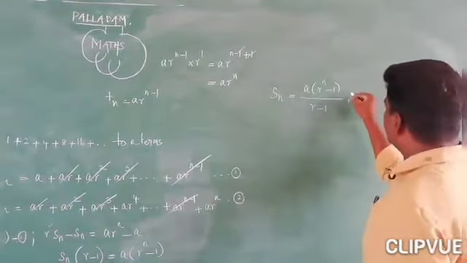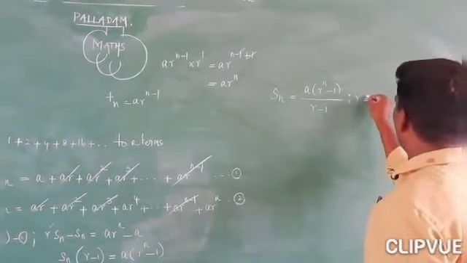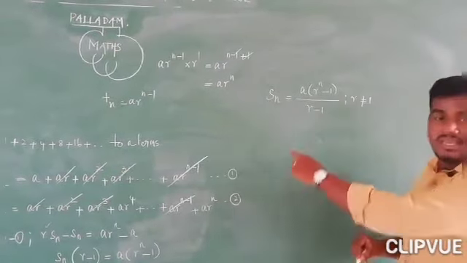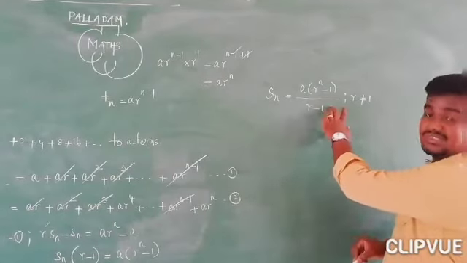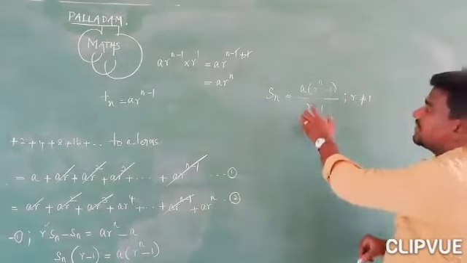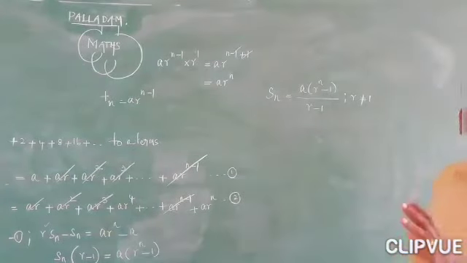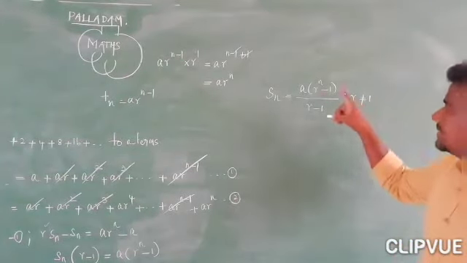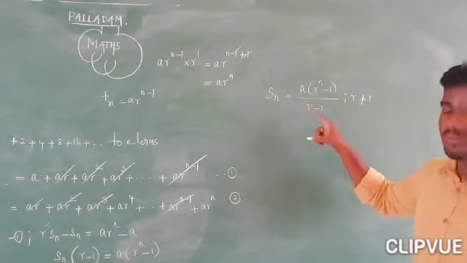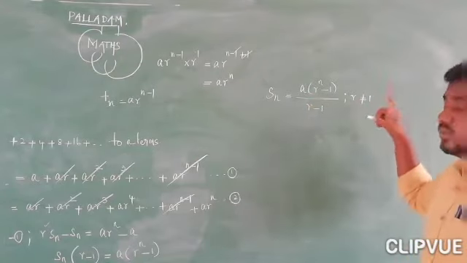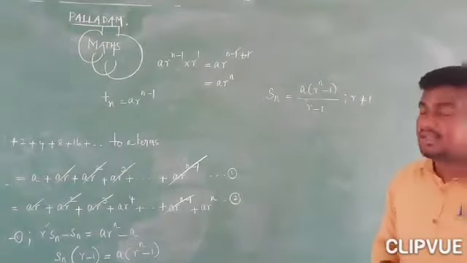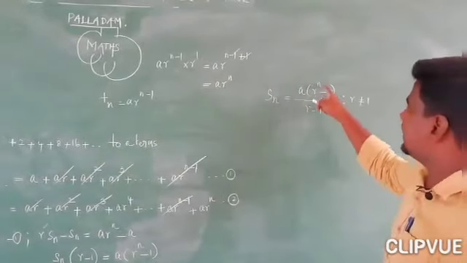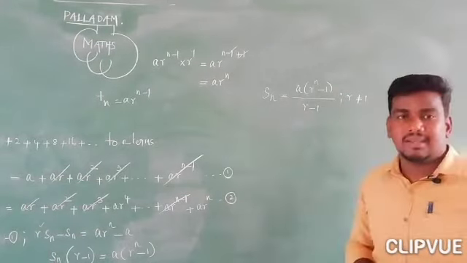Here r should not be equal to 1, because if r is equal to 1, then 1 minus 1 gives 0, and any value divided by 0 is not defined. So it is clearly stated that this formula is only for r not equal to 1. If r equals 1, it's not applicable. Understand? So Sn equals a of r^n minus 1 divided by r minus 1.